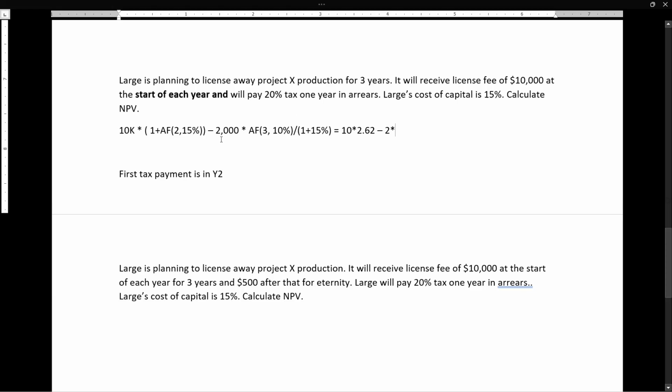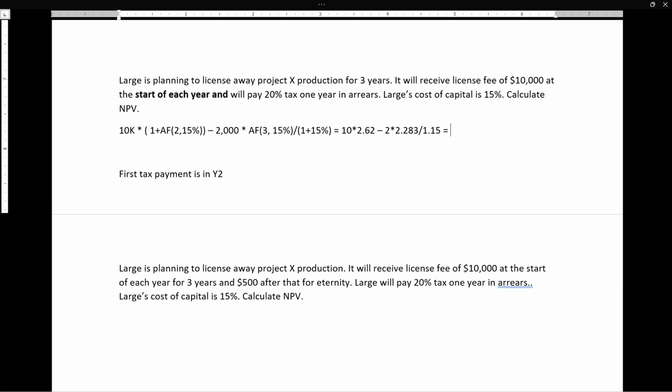15%. Yes, and in here it is 15%, sorry. So 2 multiplied by annuity factor of 3 years and 15%, which is 2.283. And that would need to be discounted by 1 period. So either divided by 1.15, or it will be multiplied by a discount factor of 1 year and 15%. And in our case, it's 0.870.